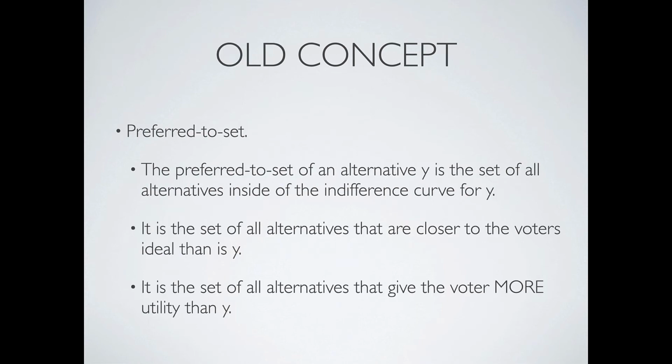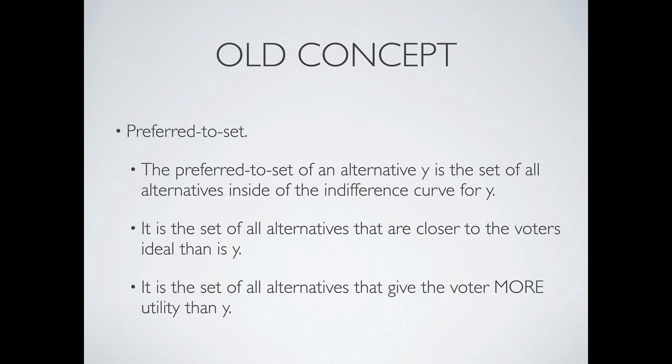So that's the next slide here. The preferred-to set of an alternative y is the set of all alternatives inside of the indifference curve. That also can be said, it's the set of all alternatives that are closer to the voter's ideal point than is y. And that's closer using Cartesian distance, which is regular old distance. There are other measures of distance. Those of you who've had that kind of mathematics may be having flashbacks to Algebra 2, where you've dealt with those different measures. This is just plain old Cartesian distance.